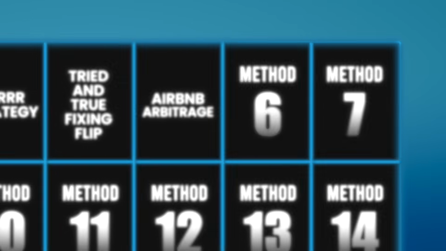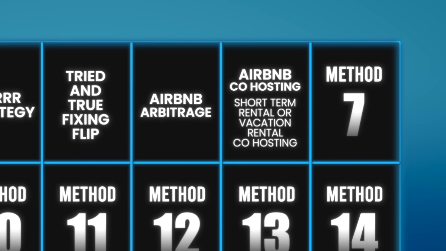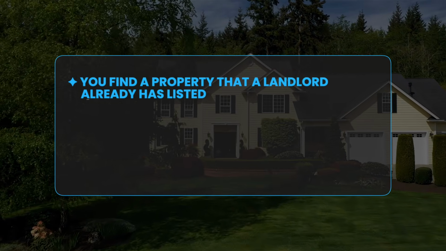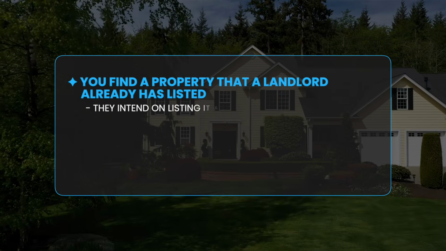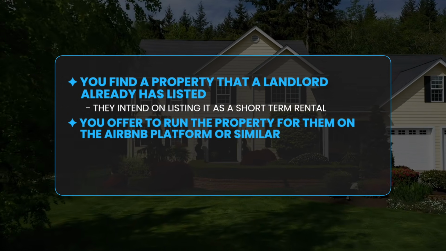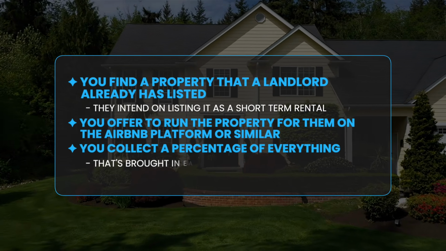Next on the list is what's known as Airbnb co-hosting, or short-term rental or vacation rental co-hosting. So this is different from arbitrage, and this is essentially like property management. This is when you find a property that a landlord already has listed as a short-term rental, or they intend on listing it as a short-term rental, and you offer to run the property for them on the Airbnb platform or similar. And then essentially you collect a percentage of everything that's brought in each month.